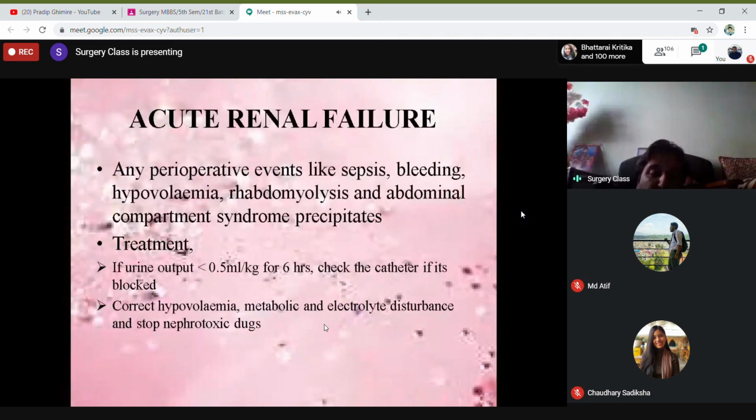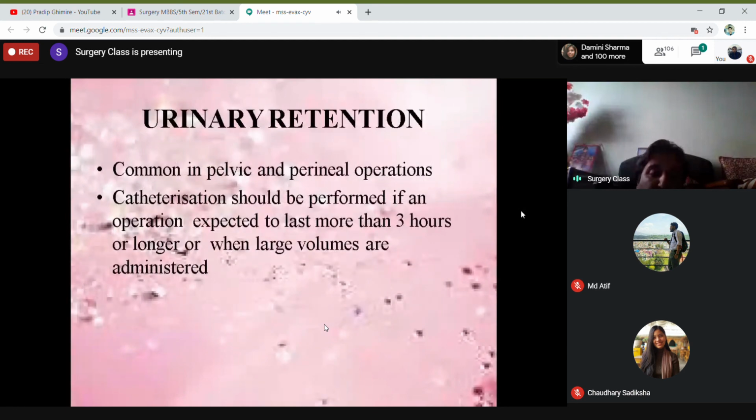If for two or three successive hours, maybe up to 6 hours, the urine output is less than 0.5 ml per kg, then you have to check whether the catheter is blocked, or whether the patient has hypovolemia, blood loss, or inadequate fluids, or the patient can have metabolic acidosis or some electrolyte disturbances, or you are using a nephrotoxic drug.